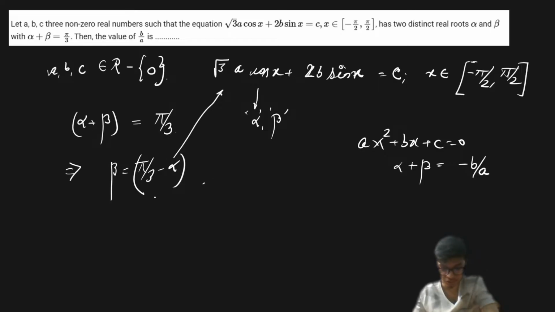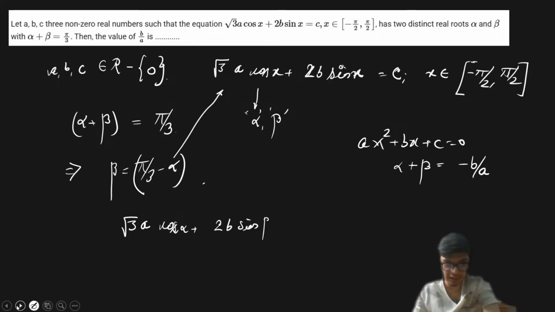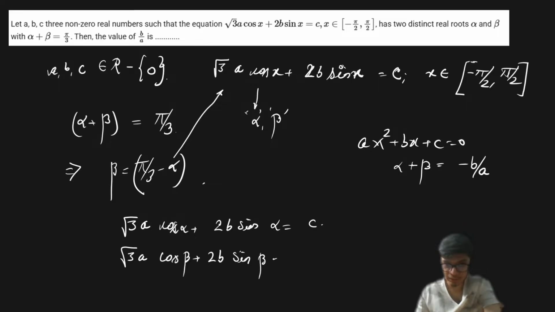So if I satisfy both the solutions here, then I will have one set of equations. The first equation is root 3 a cos alpha plus 2b sine alpha is equal to c. And the second equation will be root 3 a cos beta plus 2b sin beta is equal to c. Now this is the first equation, this is the second equation.